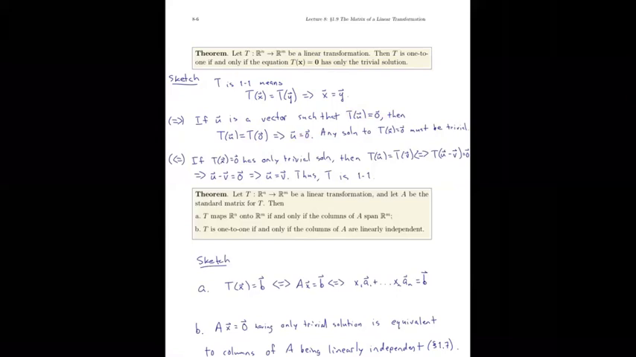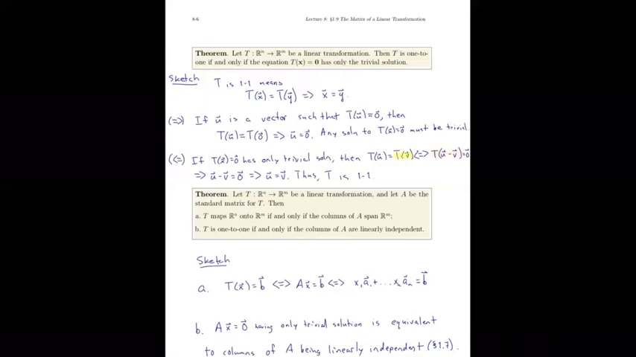Now, if we go the other direction and assume that T(x) equals 0 has only the trivial solution, then we need to show that T is 1-to-1. So we assume this: if T(x) equals 0 has only the trivial solution, then T(u) equals T(v) is equivalent to the equation where we subtract T(v) from both sides, so minus T(v) on both sides, and then use linearity of T to write T(u minus v).